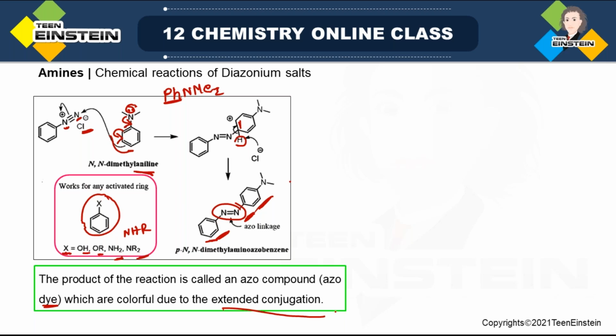Different types of color may be present, that is, intense visible colors, and that is the reason one important application is that they can be used as dye. Fine.